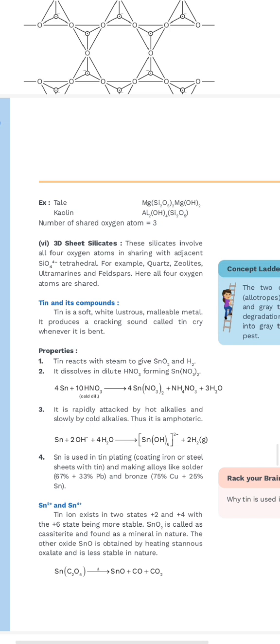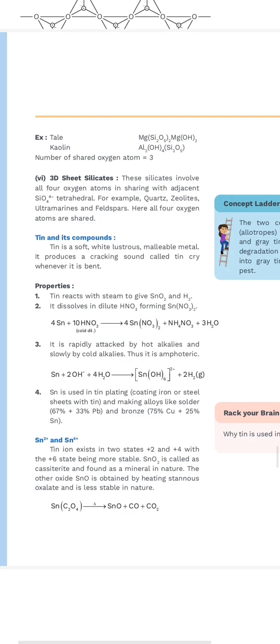Next is 3D silicates. These silicates involve all 4 oxygen atoms in sharing with adjacent SiO4 4- tetrahedra. For example, quartz, zeolites, ultramarines and feldspars. Here all 4 oxygen atoms are shared.